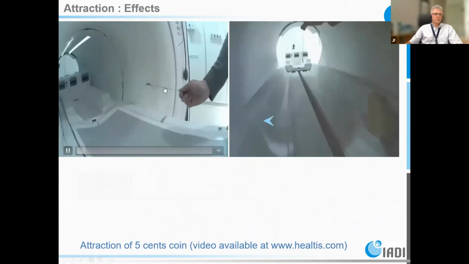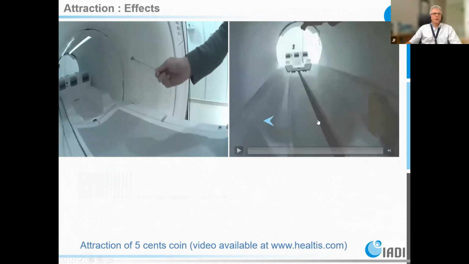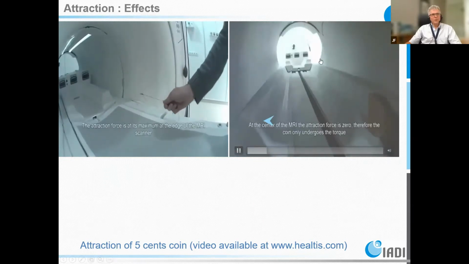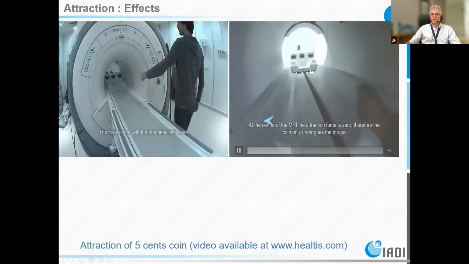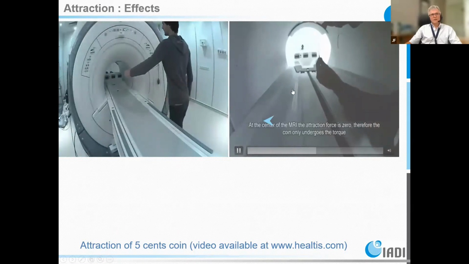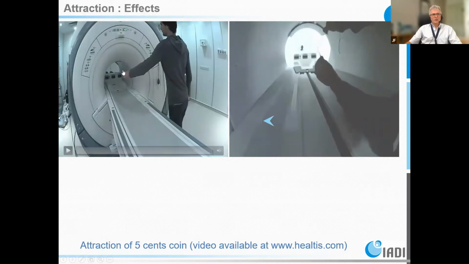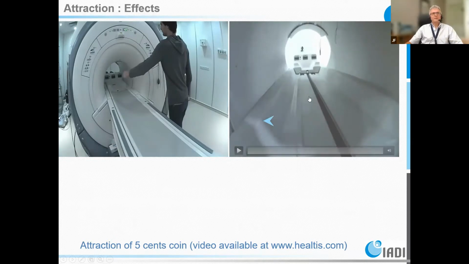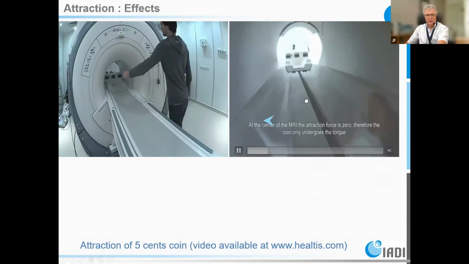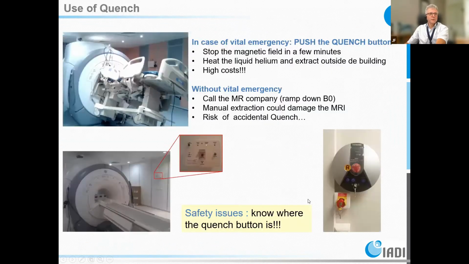This was outside. You see the force is very strong, but inside, I hope you can see the coin here, you have no force at all. What does this mean? Inside here, you have no attraction. Only outside, where we have a gradient of magnetic field, do you have a strong attraction of the ferromagnetic material, but inside nothing. I will explain more about the force in the next course, but just to have the main point here for safety.